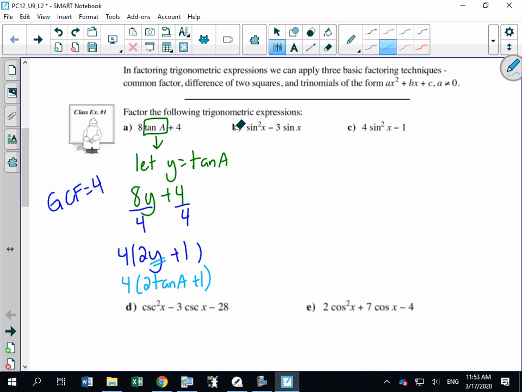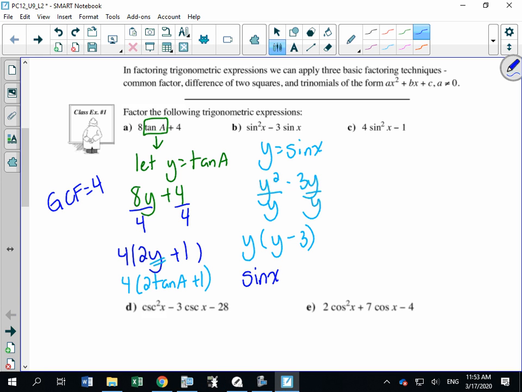This question here, sine squared theta minus 3 sine of theta. Again, if I was using y and letting y equal the sine of x, what I would have is y squared minus 3y. And the GCF would be a y here. Y would go in front of the bracket, y minus 3. There's my two factors. At the end, I have to replace y with sine of x. So sine of x is one of my factors, and sine of x minus 3 is my second factor.